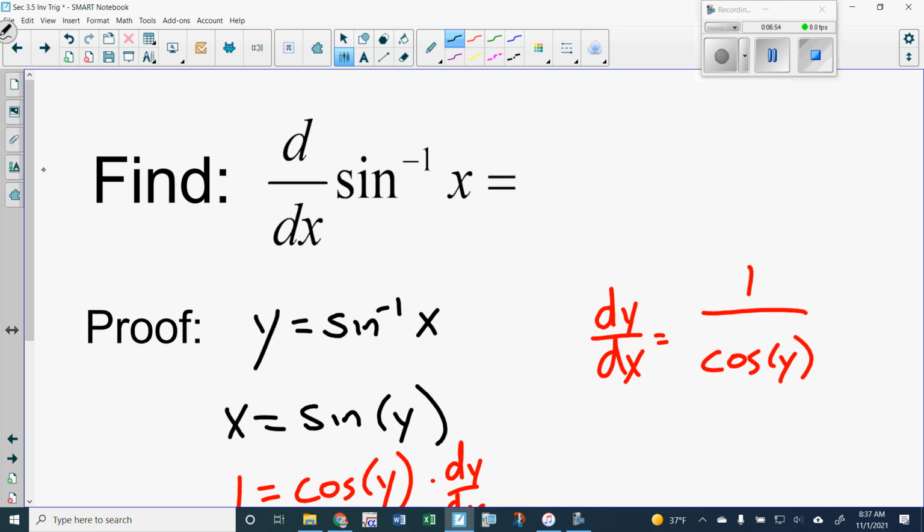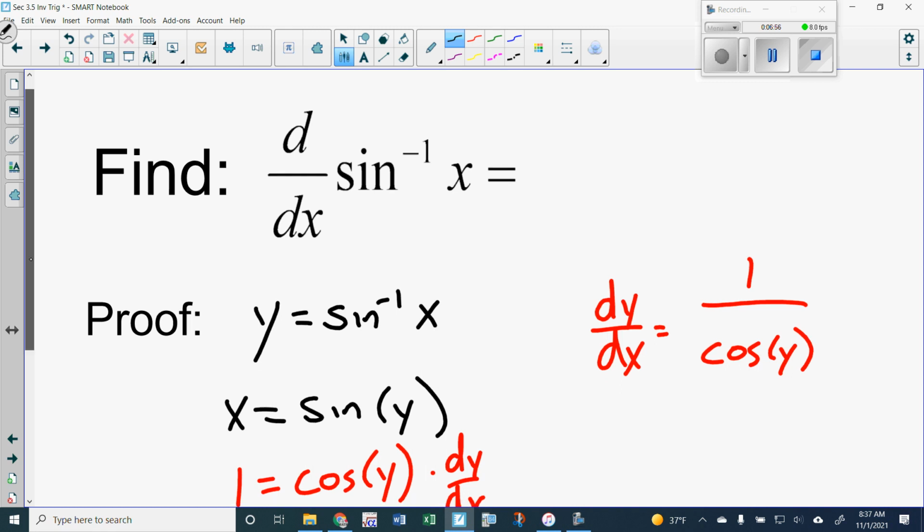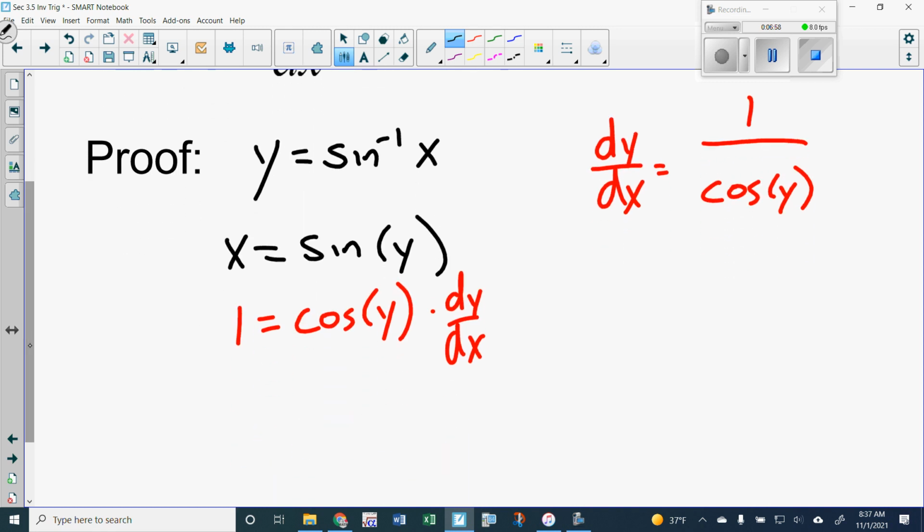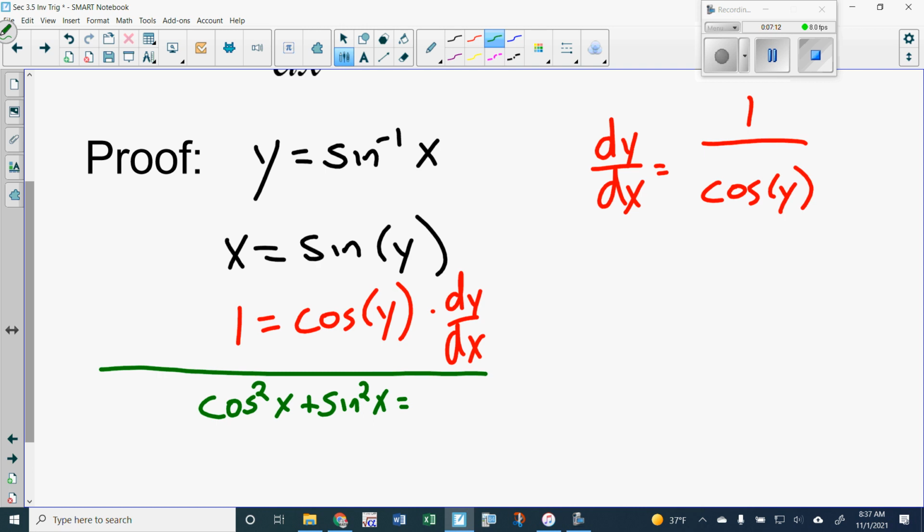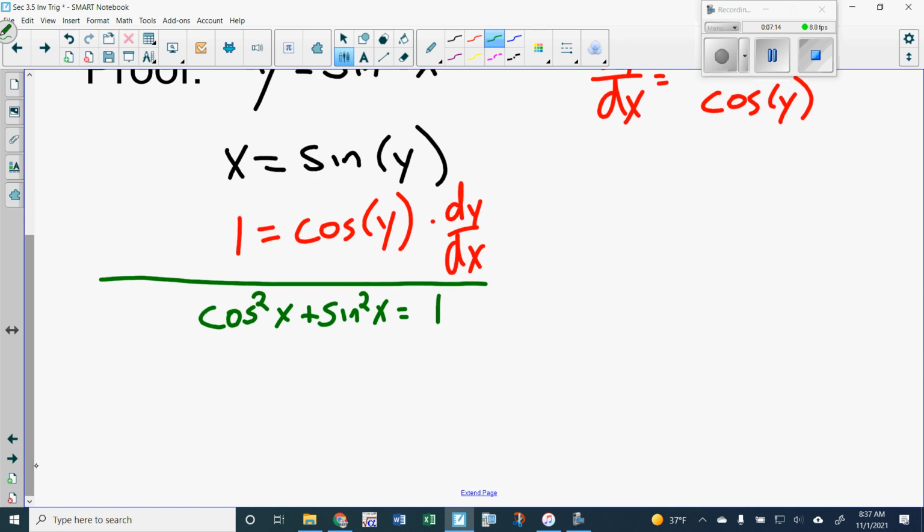Because this is a function, and we want to be able to do it as a function, not implicit. So we're going to simplify this a little bit. I'm going to pull out a few things kind of out of thin air that you may remember. Do you remember that cosine squared plus sine squared equals 1? So that means cosine squared equals 1 minus sine squared.